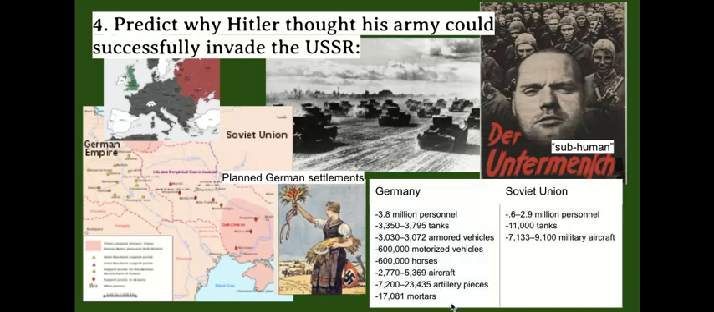But here's where Germany feels like it has the advantage. Artillery and mortars, horses, motorized vehicles, and armored vehicles. These 600,000 motorized vehicles are really the place where Germany feels like it has an advantage. Motorized vehicles means blitzkrieg can go fast. If the Soviets are on foot and the Germans are in jeeps and motorcycles and trucks and armored cars, they're going to be going fast. The Soviets are going to be going slow.